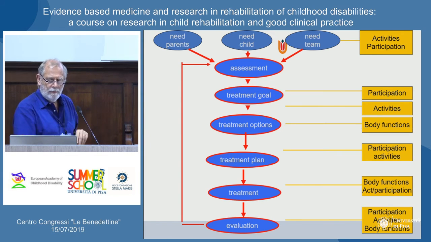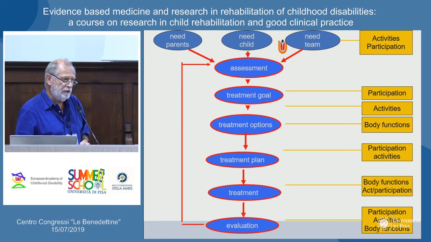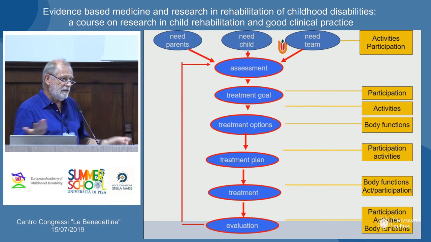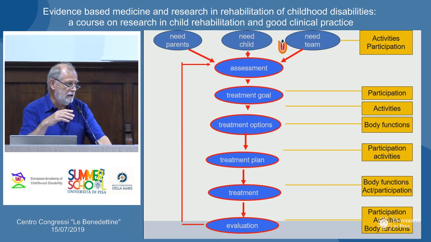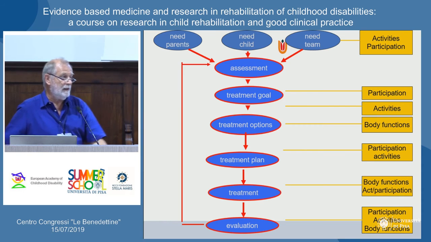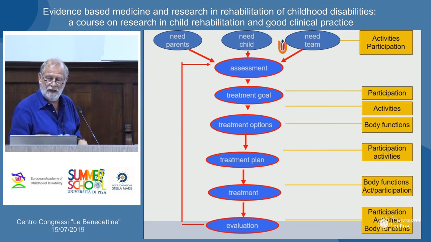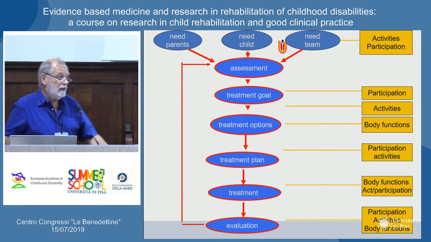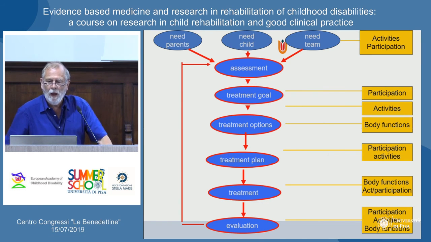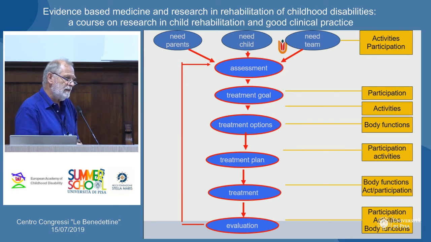When you start with a research question focused on an intervention, then the first question is what are the needs, what problems have to be solved. We address the need of the parents, the need of the child, and you can also have professionally determined needs. But the needs should be on the level of activities and participation.